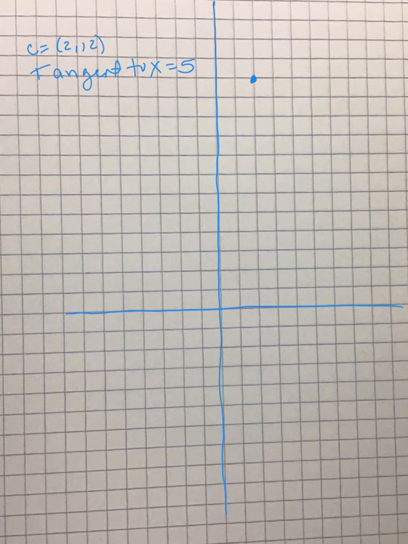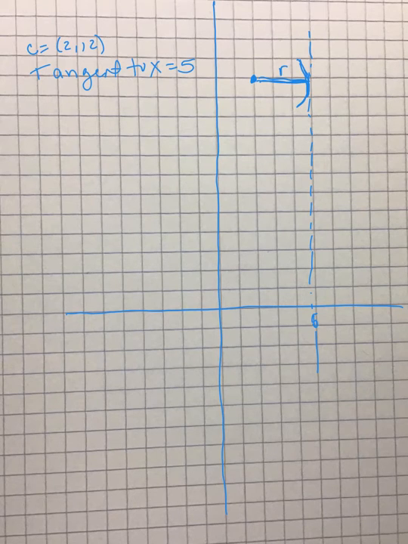So the next one, number 2, it says center is 2, 12 and tangent to x equals 5. The easiest way to do these is to graph them. The equation of x equals 5 is a vertical line at 5. So there's your 5. It's a vertical line at 5. What tangent means is that that circle just touches that at one point there. That means that this distance between the center and that line is the radius. So the radius is 3.